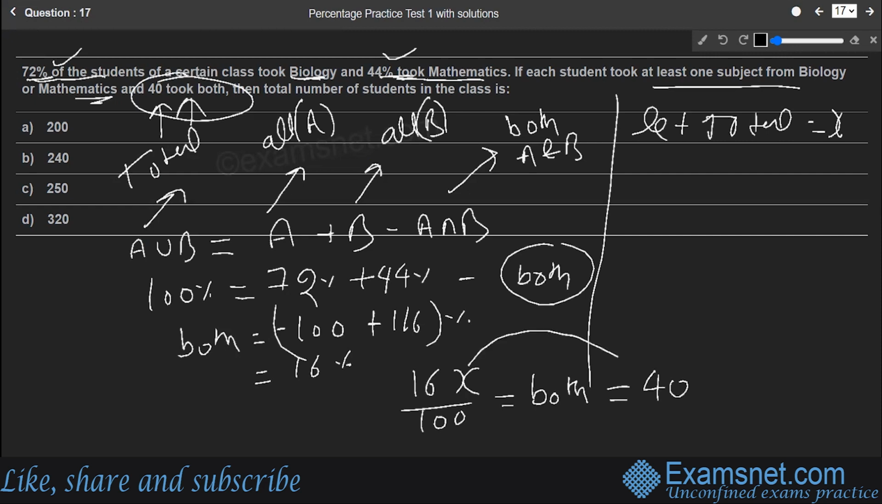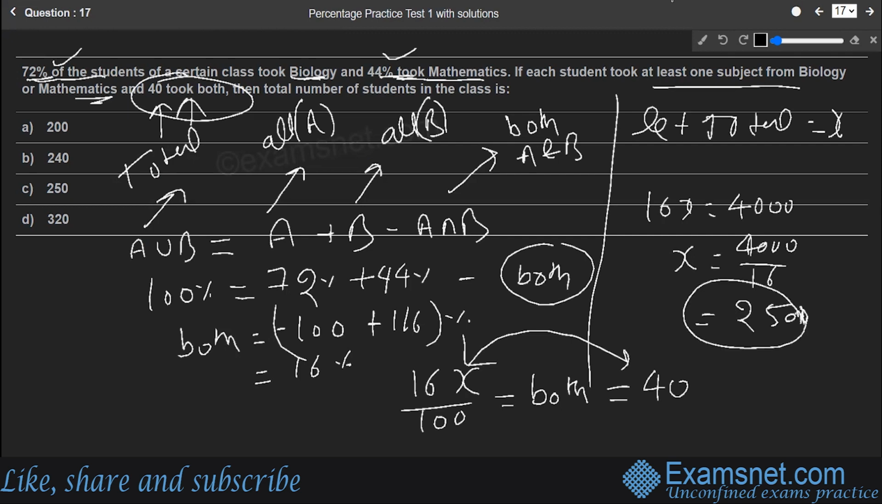So clearly we need to solve this. 16x by 100 is equal to 40 for x. If we do this, 16x is equal to 4000, which is giving us x is equal to 4000 divided by 16, and which comes out to be 250. So the total number of people in the class is simply going to be 250. Let us see where it is available. It is available in option number C, which becomes the right answer.